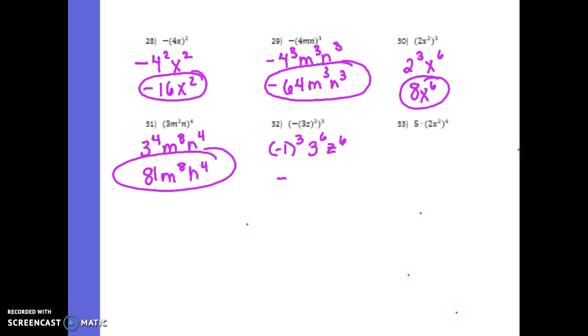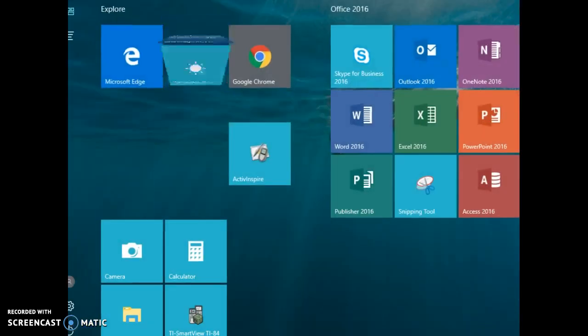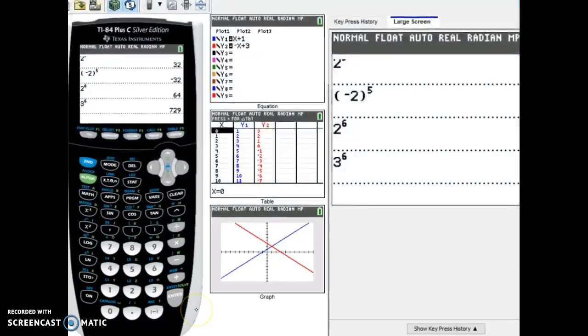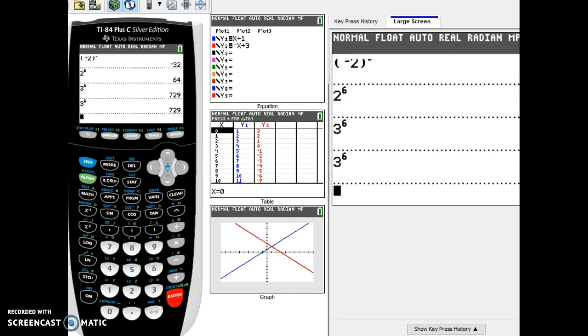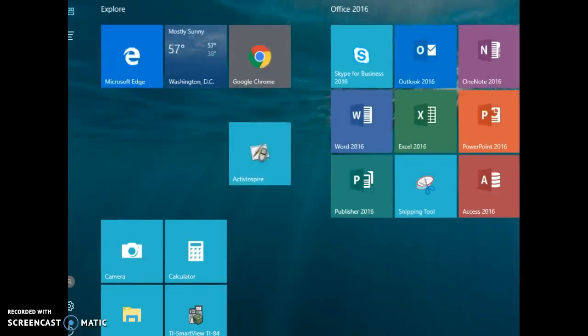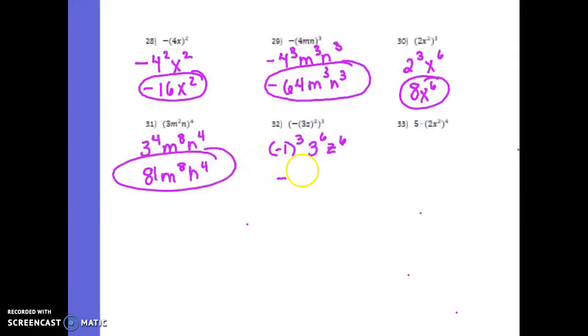And then 3 to the 6th, let's jump over to our calculator here. 3 to the 6th power is going to be, we just did it right above it, so it's 729. Okay, so 729. So this is going to be -729 z to the 6th.